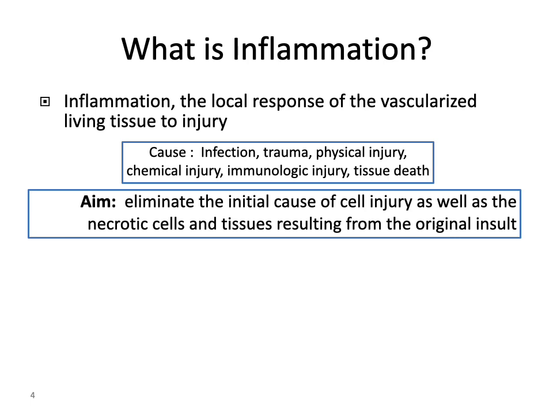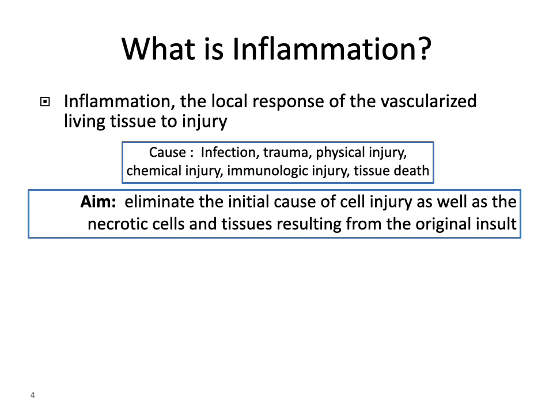First, it is a local response in that only the cells in close proximity to the organ of injury or the tissue of injury are affected. Number two, it affects vascular tissue. Okay, it affects vascular tissue or tissue with blood vessels only. Okay, and it is said to be a response to injury.